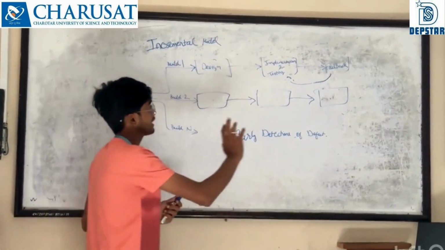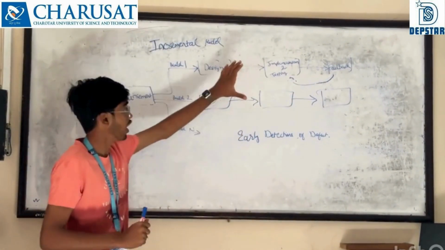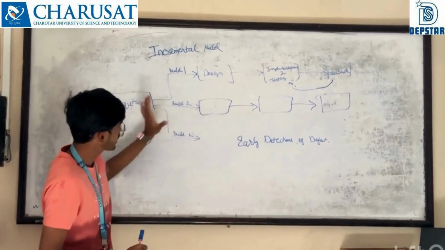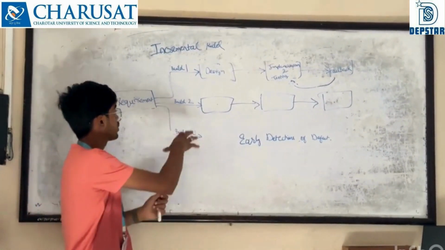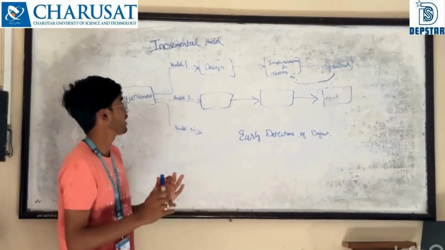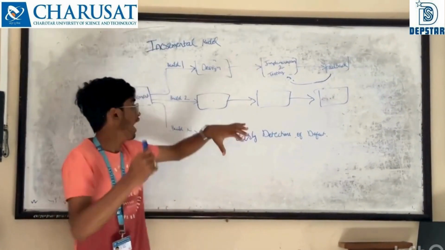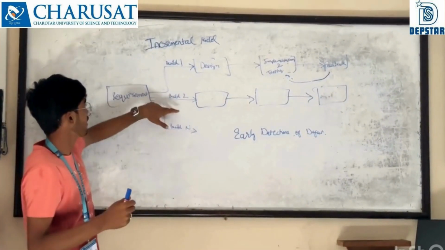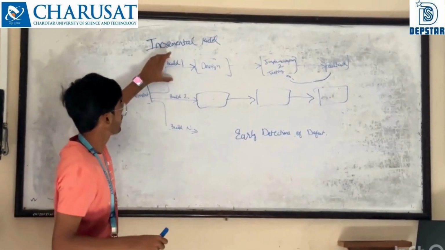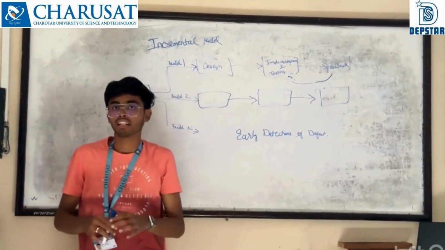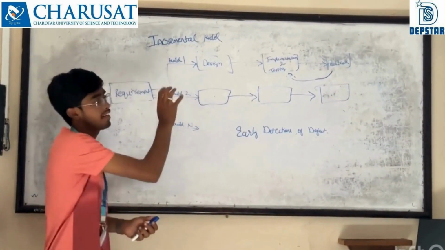Second, if build 1 is not completed, then the company cannot start build 2 or build 3. To start a new build, the previous build should be completed, and the next build is generally dependent on the previous build. So if this is not completed, then build 2 cannot be started. So this was a major disadvantage of the incremental model.